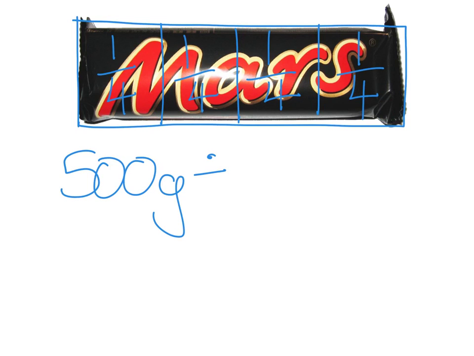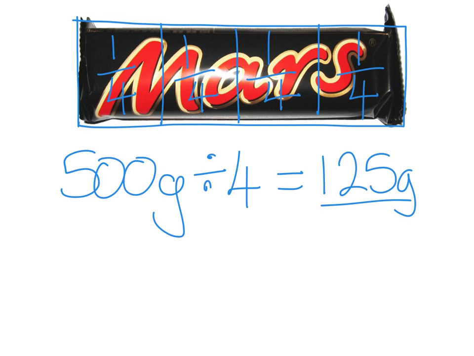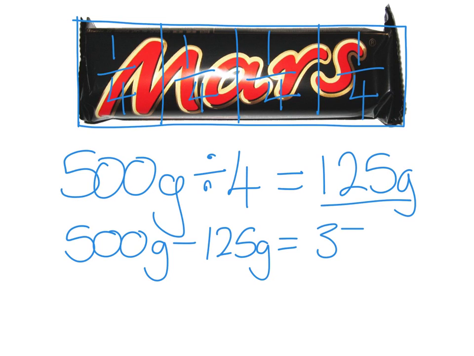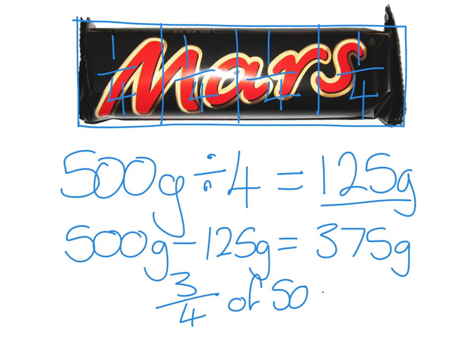and I divide by 4, then my answer will be 125 grams. So John eats 125 grams. So I can say that if I do 500 grams, take away 125 grams, I'm left with 375 grams. So 3/4 of the bar, 3/4 of 500 grams equals 375 grams.